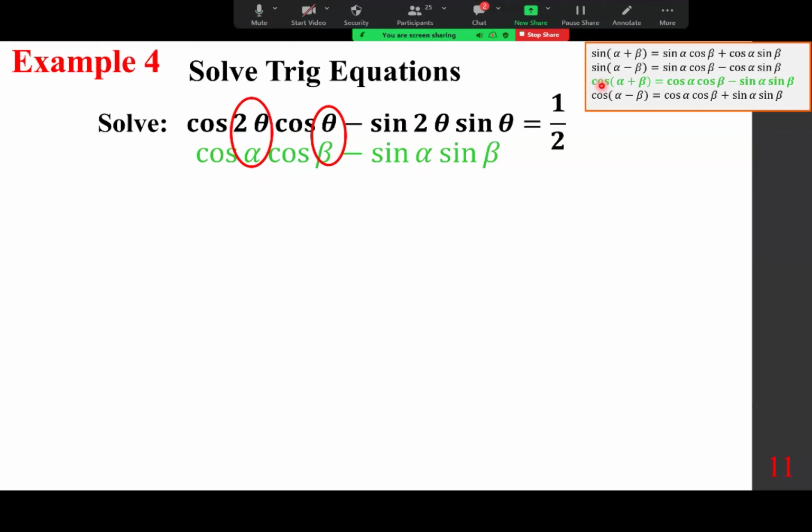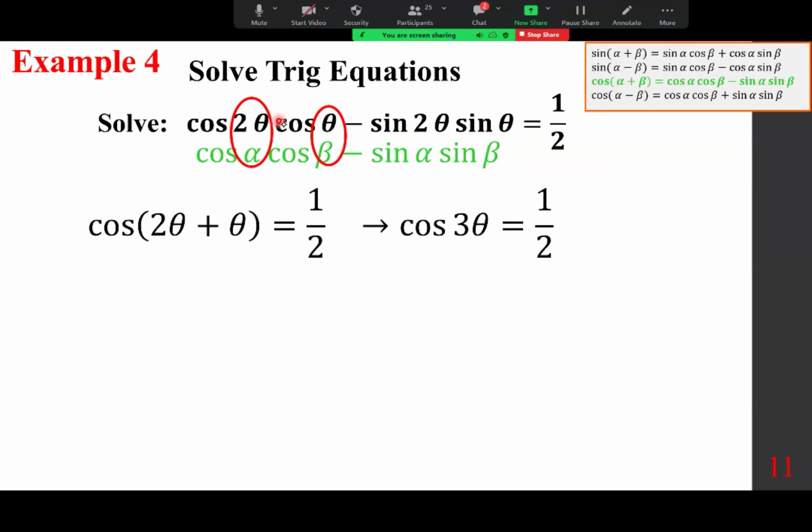One more time. If you look at this formula, that's what we put here. So this is cosine of alpha plus beta. This must be cosine of 2 theta plus theta, which makes it cosine of 3 theta. As you know, for 1/2, the answer is pi/3.